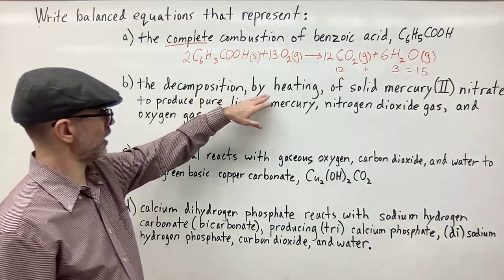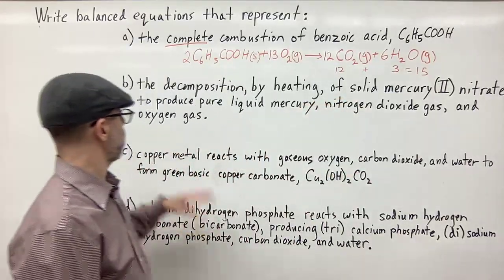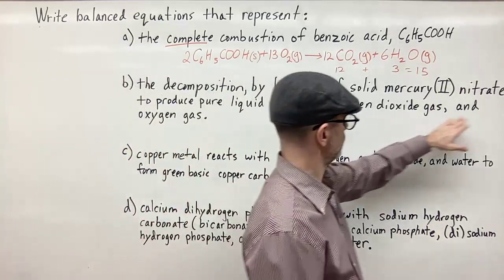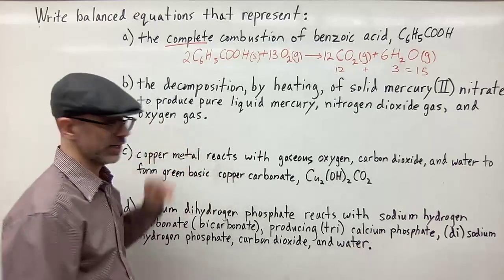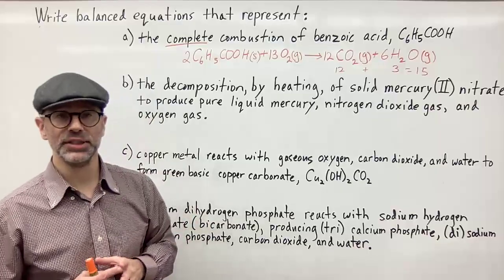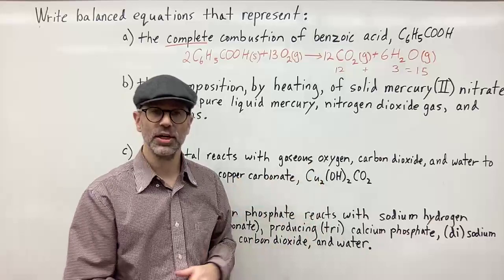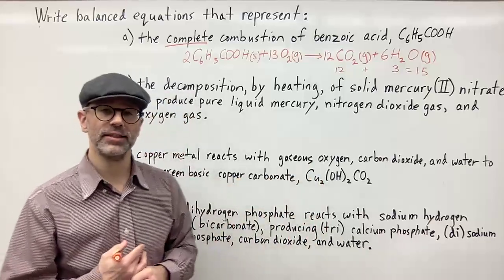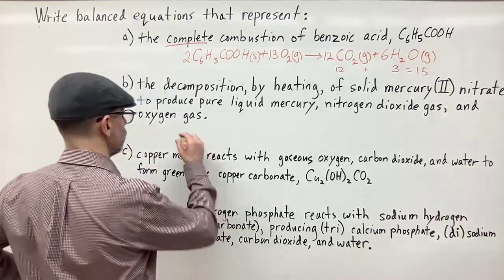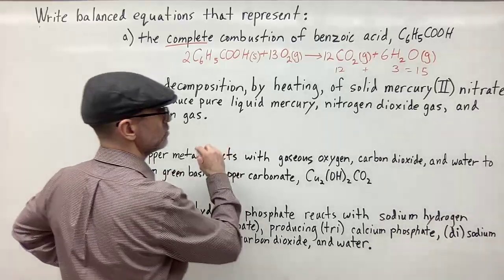The decomposition by heating of solid mercury(II) nitrate to produce pure liquid mercury, nitrogen dioxide gas, and oxygen gas. So it's a decomposition reaction. So we know from decomposition reactions that you start with one thing and it breaks down into several things. So here the only reactant is going to be the mercury(II) nitrate, and we're told it's a solid. So let's go ahead and start with that.